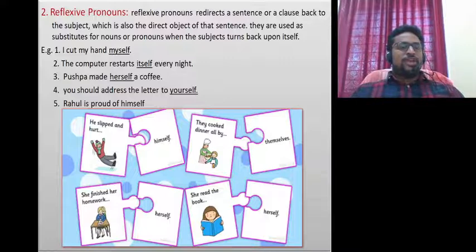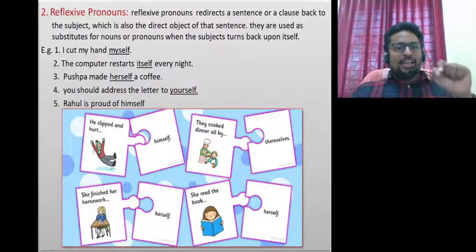Just now we have finished the personal pronoun and the reflexive pronoun. Let us discuss the emphatic pronoun. Emphatic and reflexive pronouns look similar, but in a reflexive pronoun the action reflects back onto the subject. But in emphatic pronouns, we emphasize the sentence. Who did it?